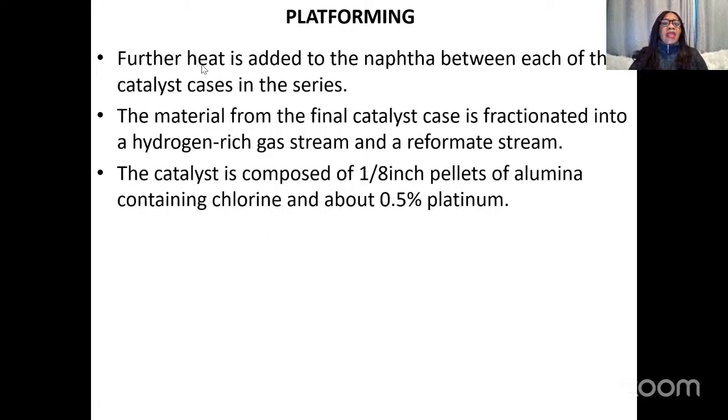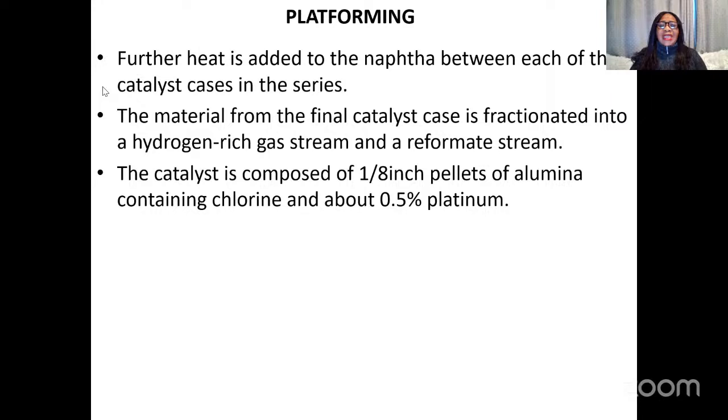So then further heat is added to the naphtha between each catalyst case in the series. We say we have 3. So you add heat to the first one where the reaction is taking place, and then when you move to the next one, you add more heat. So the material from the final catalyst case is fractionated into a hydrogen-rich gas stream and a reformate stream. Reformate are the products that you obtain from this reforming process.